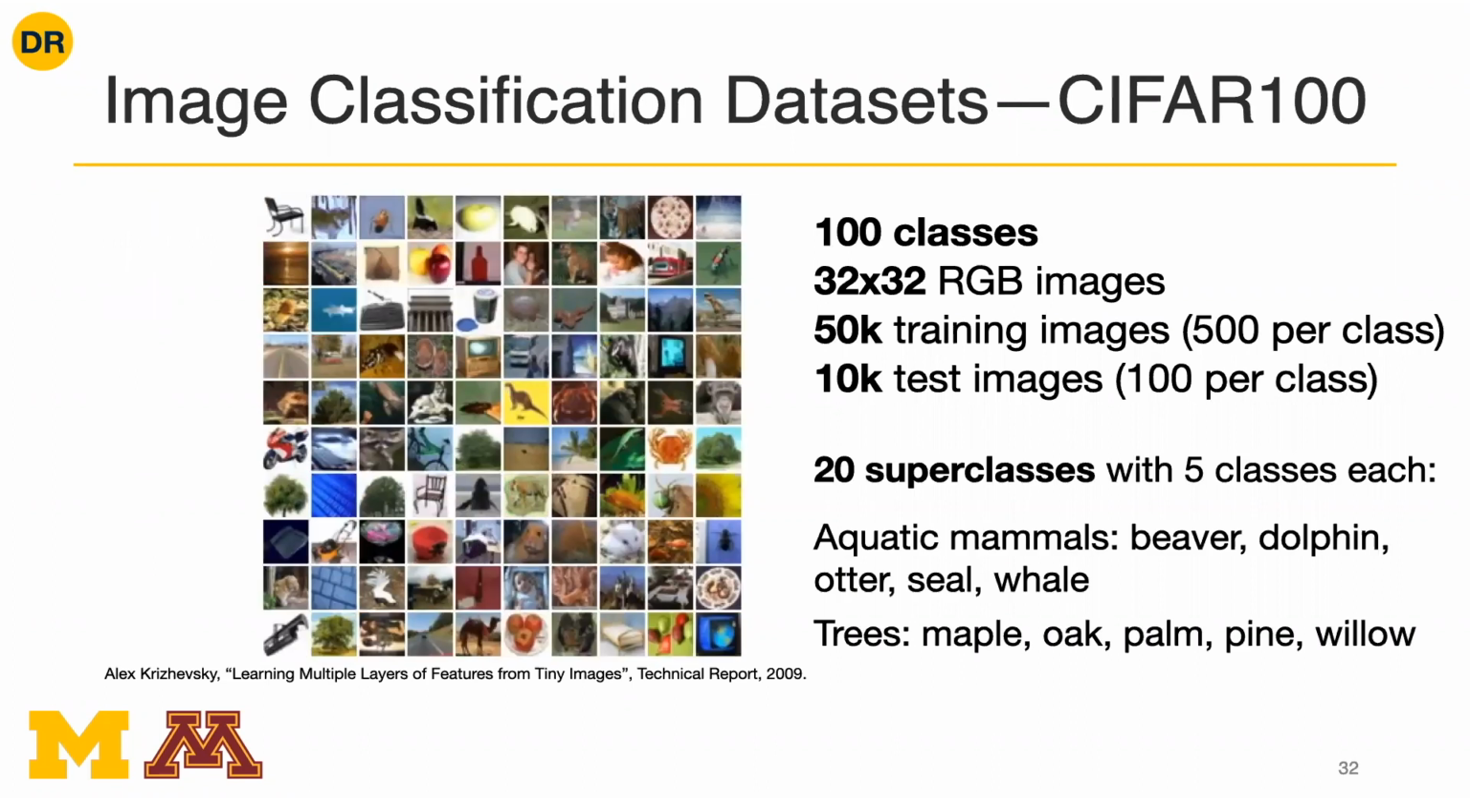Then comes CIFAR-100. In terms of classes, it's much bigger. That's the only difference between the earlier set and this one. It has an additional set of labels, including aquatic mammals, trees, and so on.